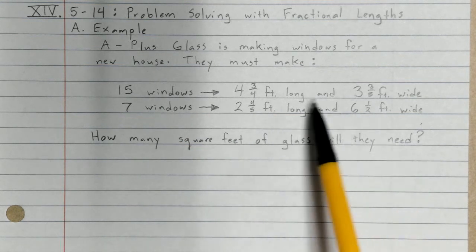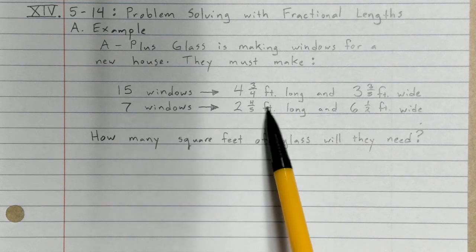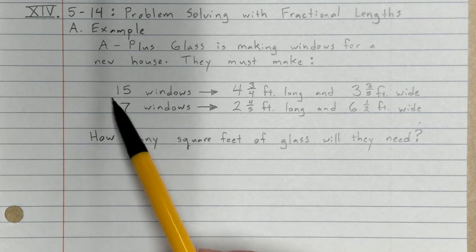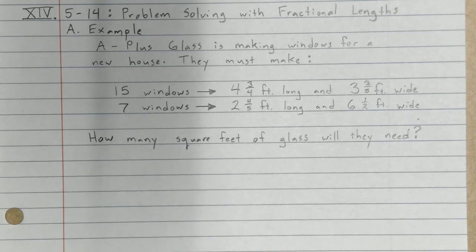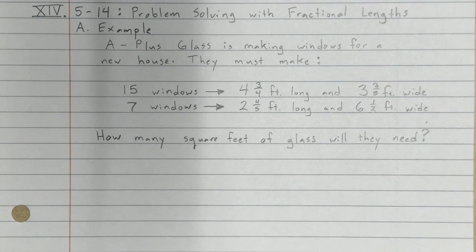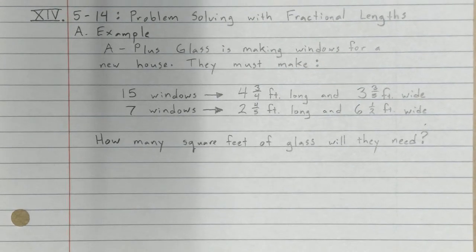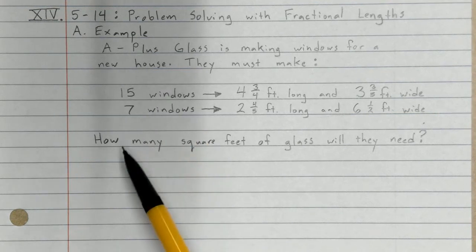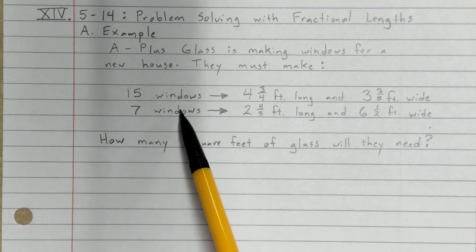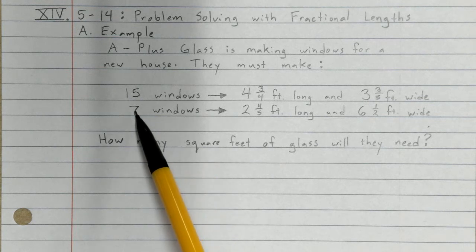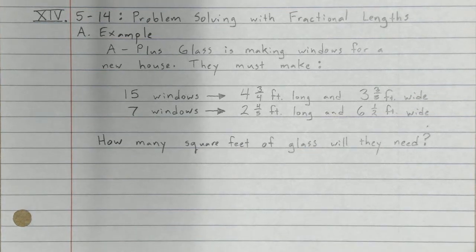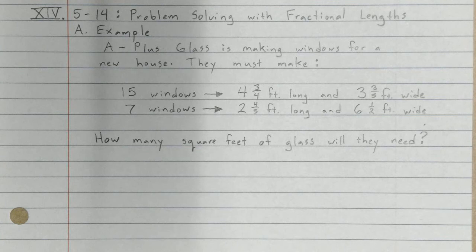If I could figure out how much glass this kind of window needs, I can multiply that by 7 to figure out how much glass for those windows. Then I could take those two numbers and add them together. This is what we're going to do today, and I want to make sure I line it up, lay it out real clearly before we start. Find the area of one of these windows, then multiply by 15. Find the area of one of these windows, multiply by 7. Take those two numbers, add them together. That'll give us the complete square footage of glass.